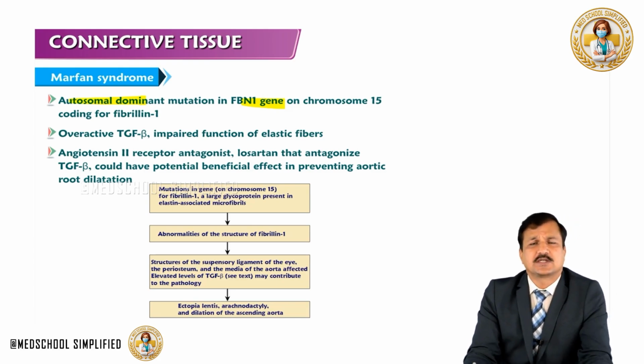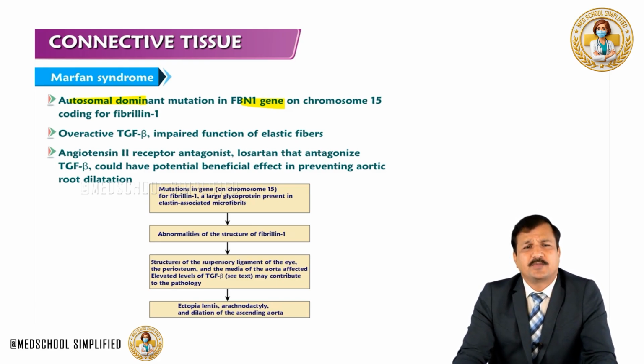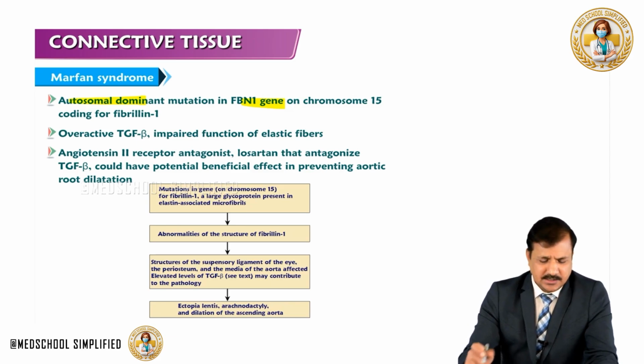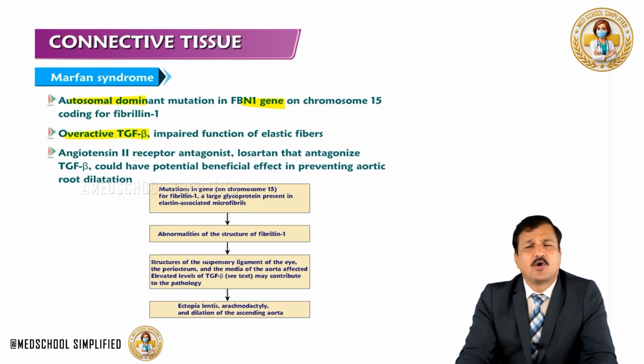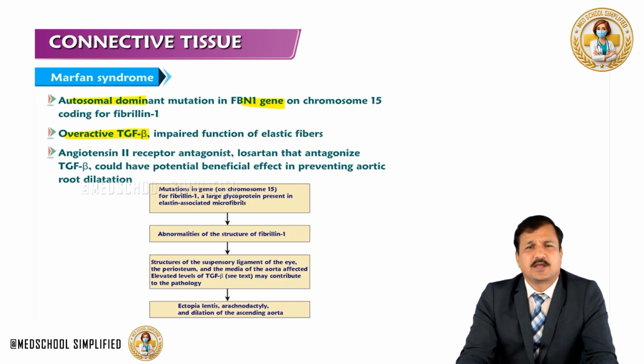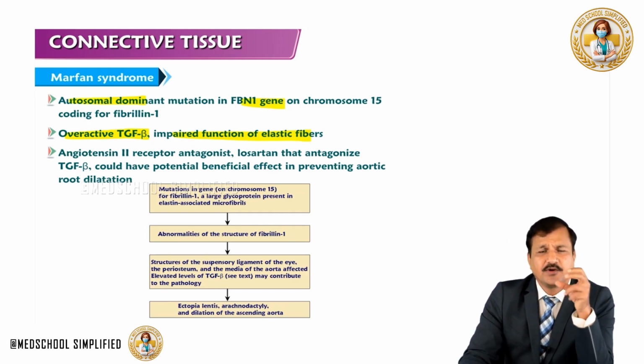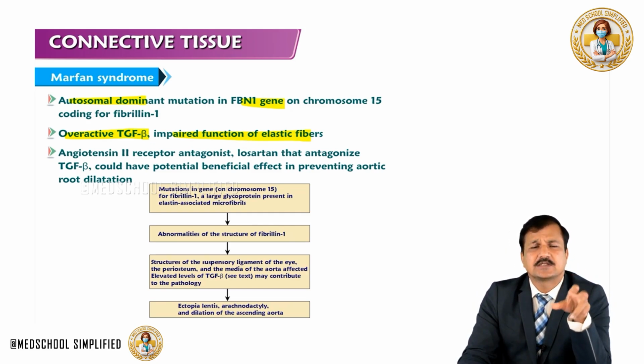Because fibrillin 1 is mutated here, it won't be able to sequester transforming growth factor beta in the extracellular matrix. Thereby, transforming growth factor beta will have overactivity, and also fibrillin 1, since it is not synthesized properly or is defective here, will lead to impaired functioning of elastic fibers. So there are two effects of defect in the fibrillin 1 protein because of mutation. One is impaired functioning of elastic fibers. The second is overactivity of transforming growth factor beta.